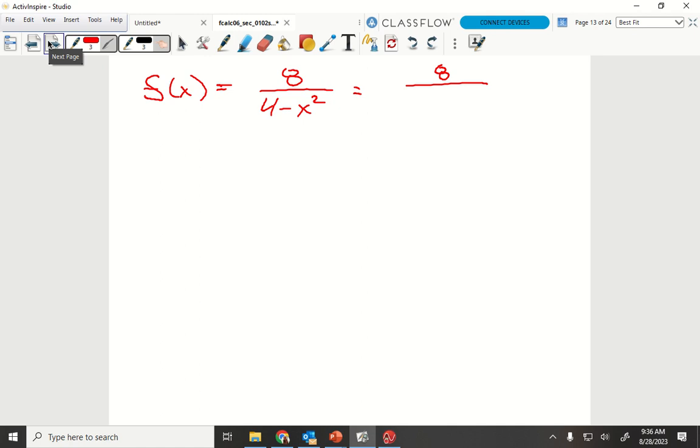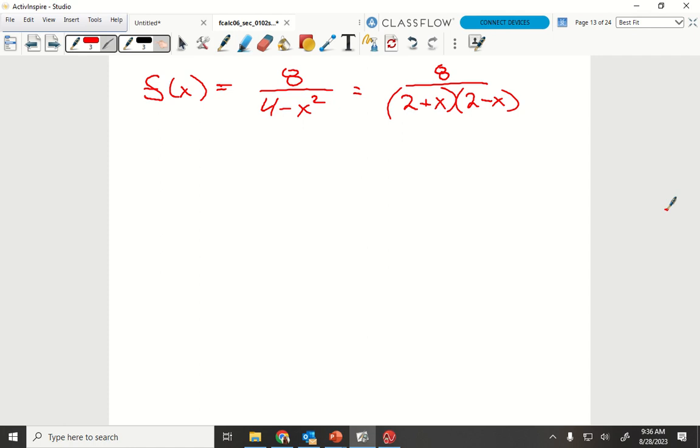Difference of two squares. Is 4 a perfect square? Yes, it is. This is also a perfect square of x squared. So it's going to be a 2 plus x and a 2 minus x. So I have my difference of squares.